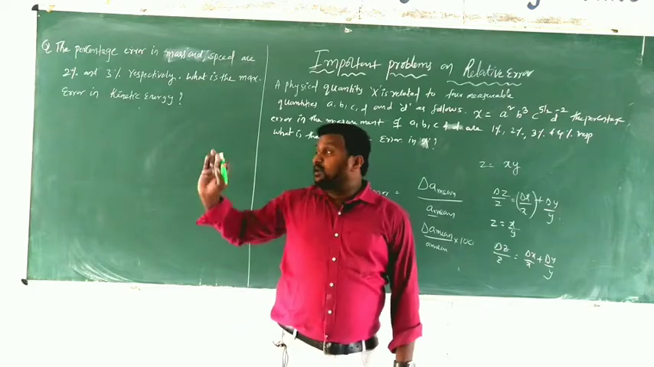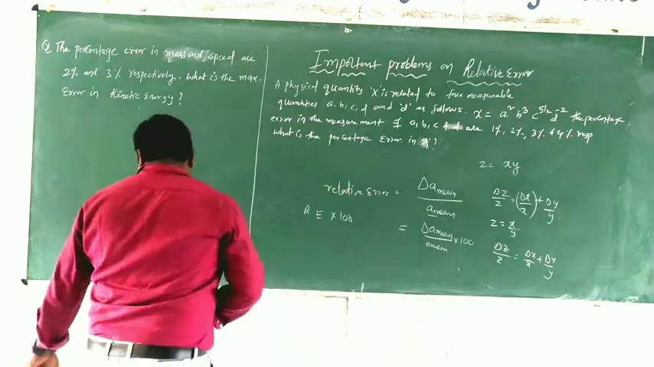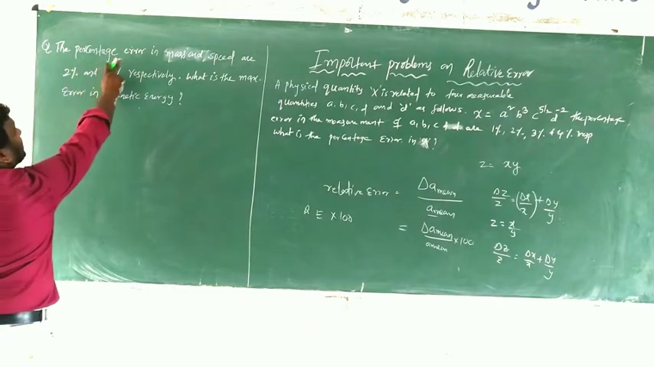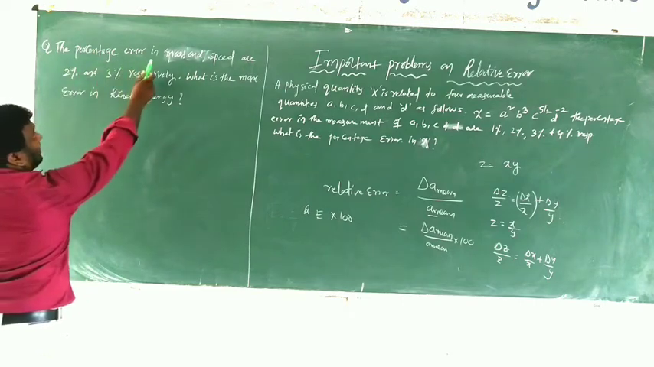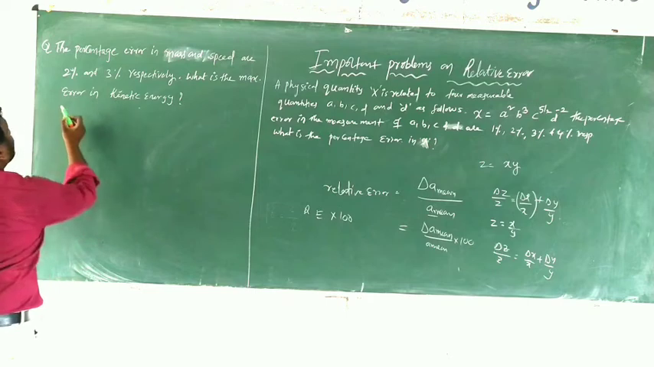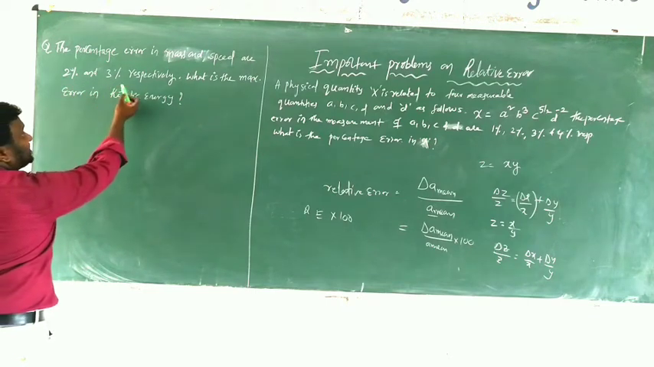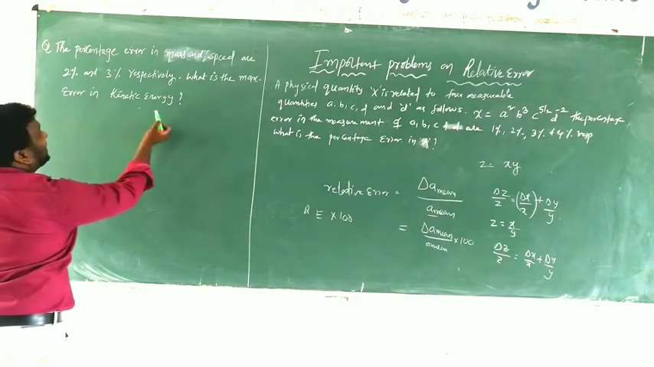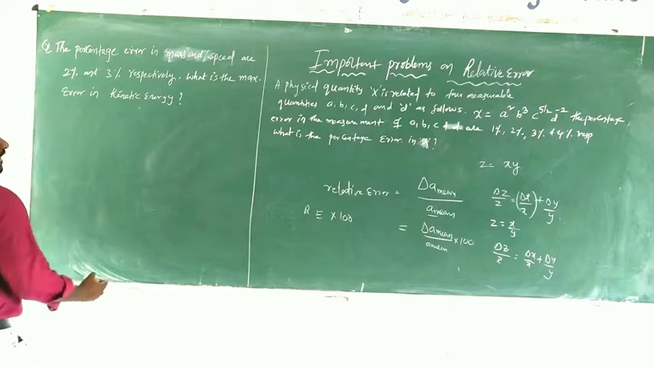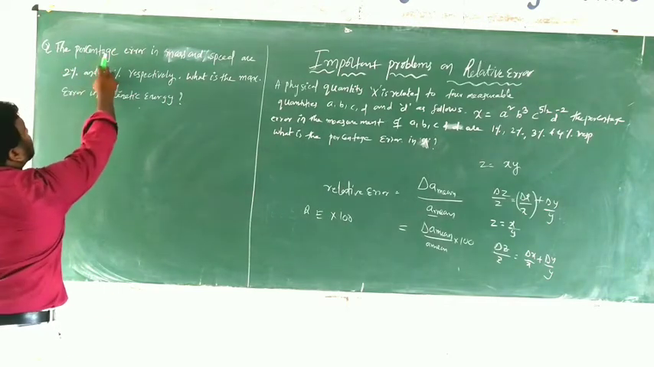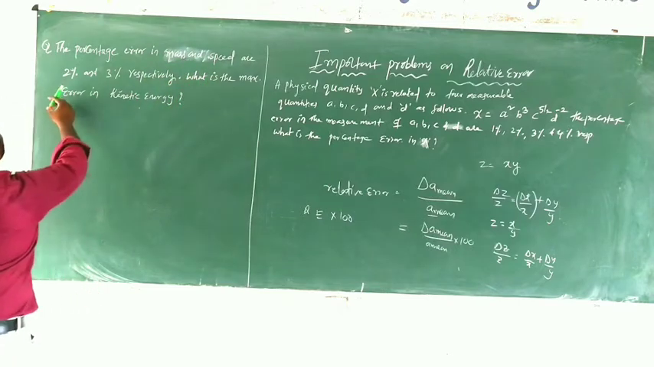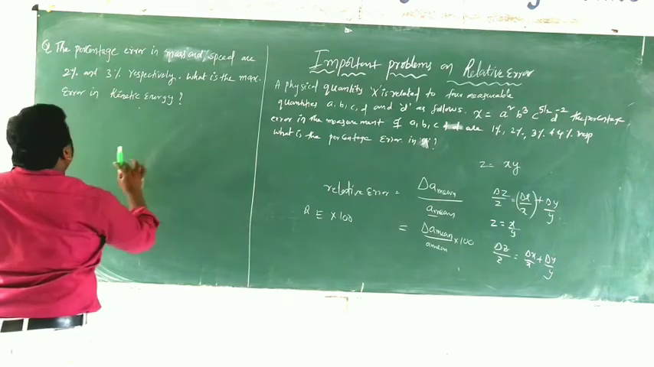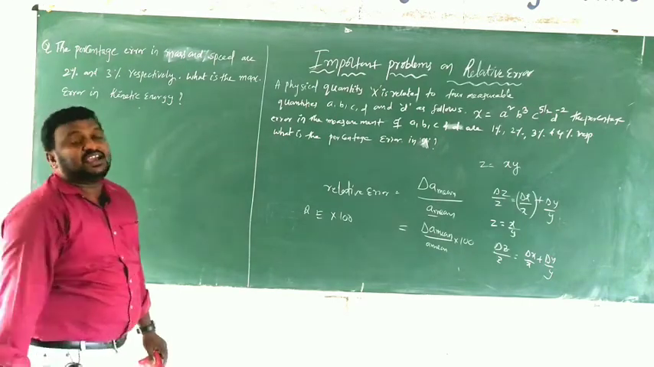Clear? I am going to the first problem now. The first problem is already ready here on the board. Look here, watch carefully. The percentage error in mass and speed are 2% and 3% respectively. What is the maximum error in kinetic energy? Clear? I will read it once again. The percentage error in mass and speed are 2% and 3% respectively. What is the maximum error in kinetic energy?